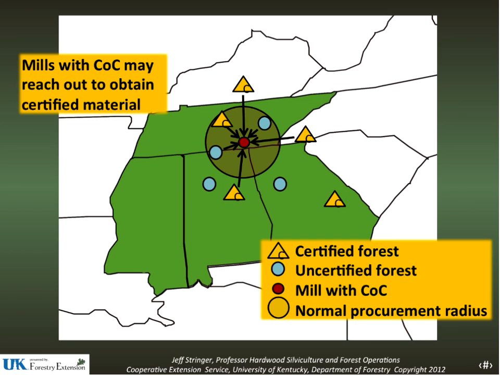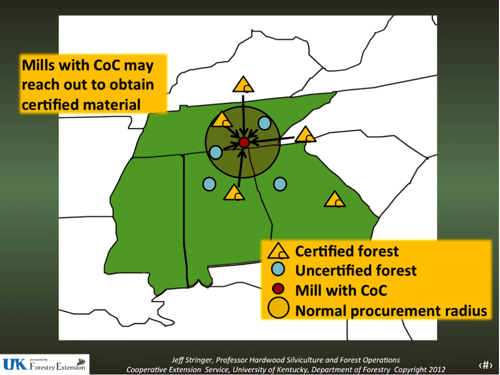So here we've got a little diagram. Right in the middle is a mill. I just mocked this map up, and there's no real world situation here. But you have a mill that has a chain of custody certificate, and then they have a normal procurement radius. If it was a sawmill, maybe they're normally hauling 150 miles or 200 miles, whatever it is. So they've got a normal procurement radius.